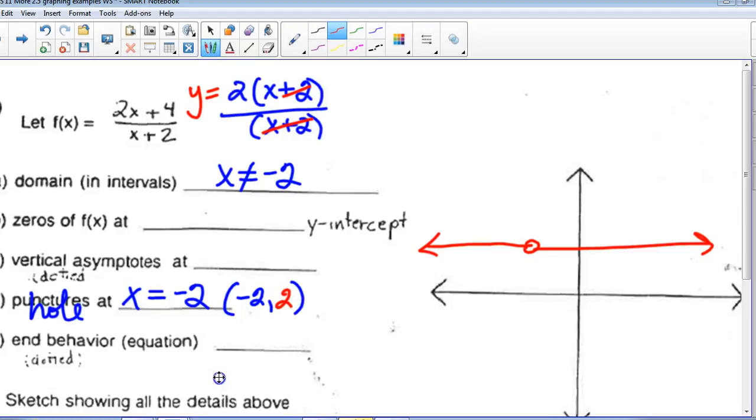What's the end behavior then? What is it looking like on the far left and far right? Y equals 2. It's equal weight over equal weight, so it's leading coefficient over leading coefficient, if I'm trying to speak English. Did it have a vertical asymptote? Did it have a 0? 0 is an x-intercept, and it doesn't have one. Y-intercept? Yes, when you put in a 0, you would get out a 2. Crosses up here at 2.